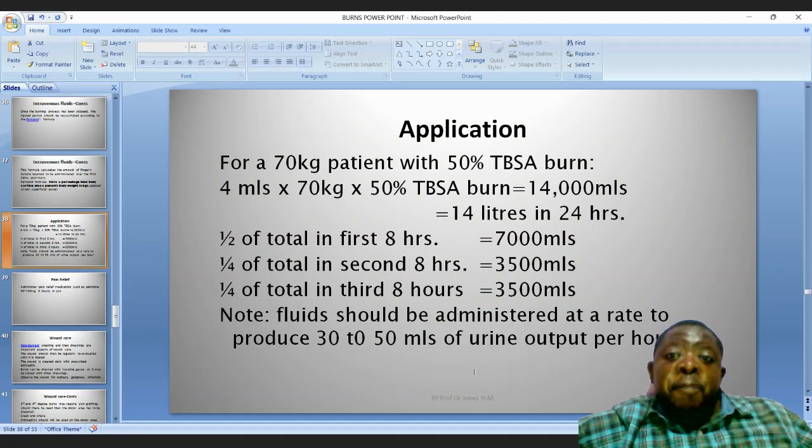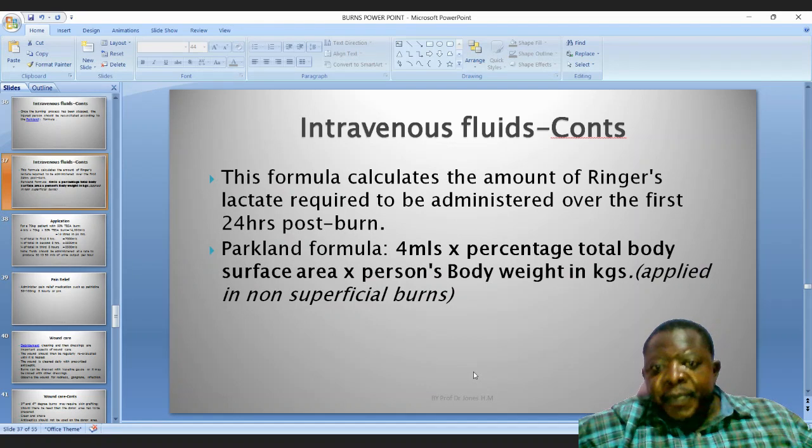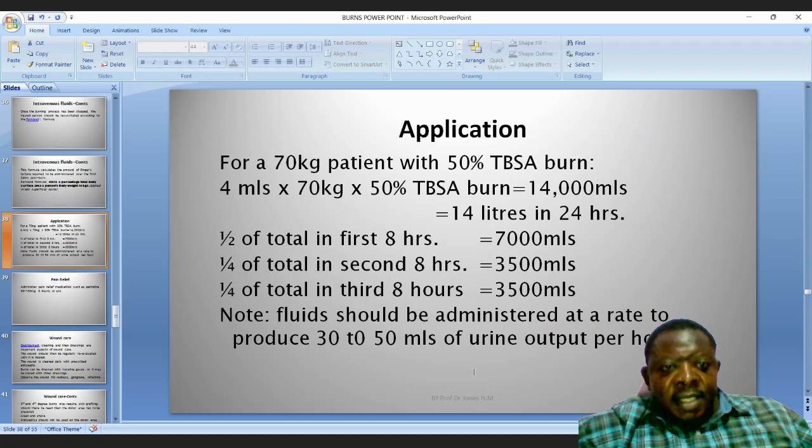And then the total body surface is 50%. So this will give us 14,000 mils. 14,000 mils, that is 14 liters in 24 hours. That is what we're supposed to give. This is according to our example here.